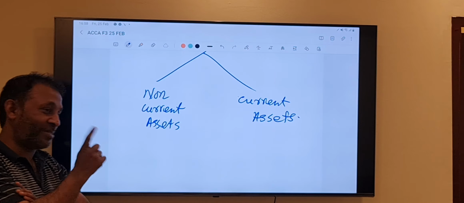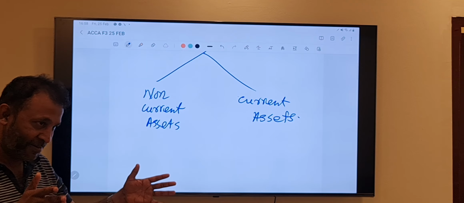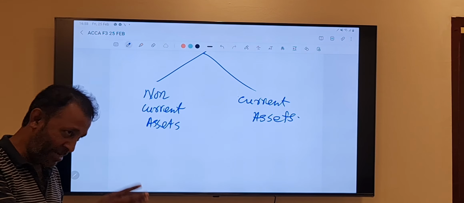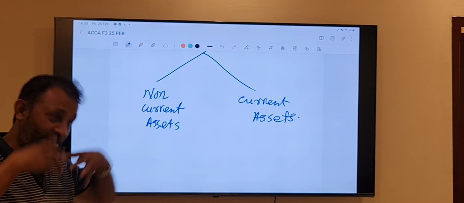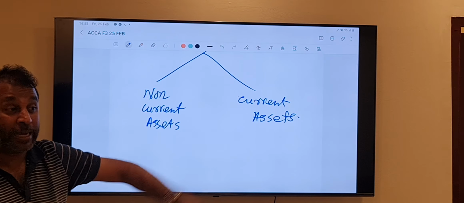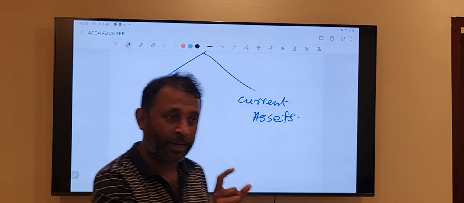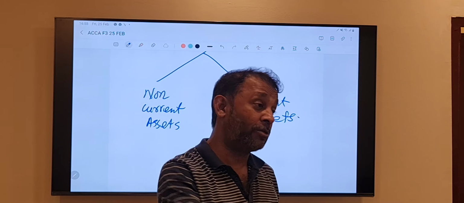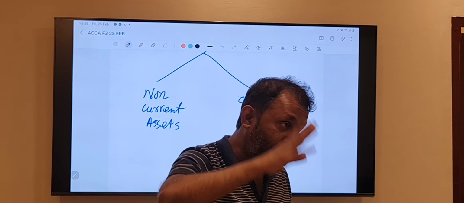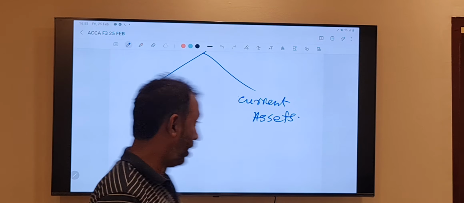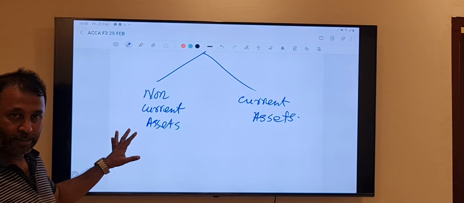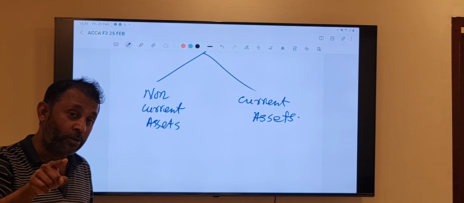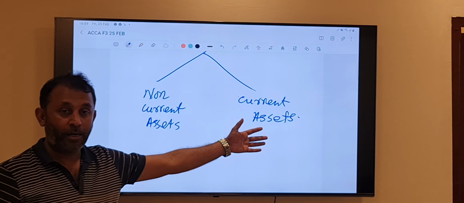When you use the word long term, can you put a slab? The long term is how long? More than 1 year. Any asset which will bring economic benefits. What is an asset? An asset should bring economic benefits. Any of those assets which is going to bring me economic benefits for a period exceeding 12 months is known as a non-current asset. Those assets whose economic benefits are limited to a maximum of 12 months are current assets.